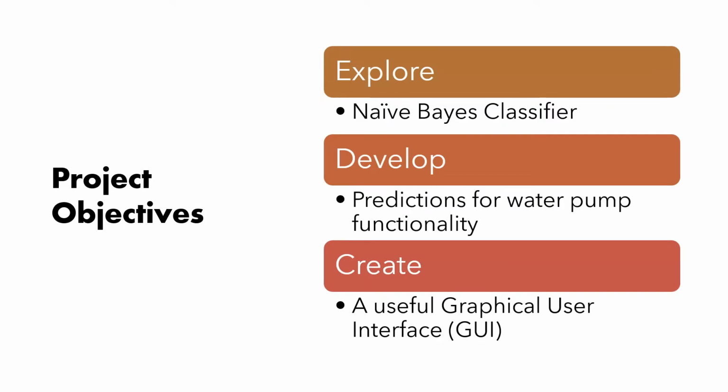So, going over the objectives of this project, we were looking to explore how the naive Bayes classifier works and get into its details, and then develop predictions for the water pump functionality over areas of Tanzania, as well as create a graphical user interface for users to use and see the results of the model.